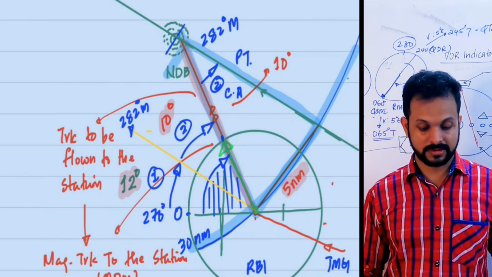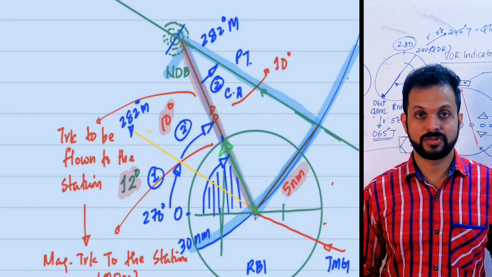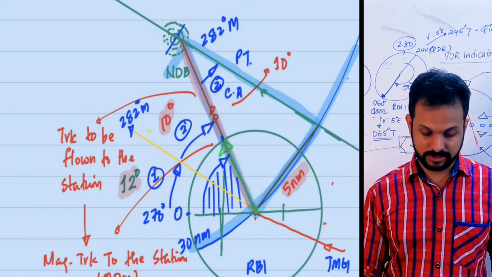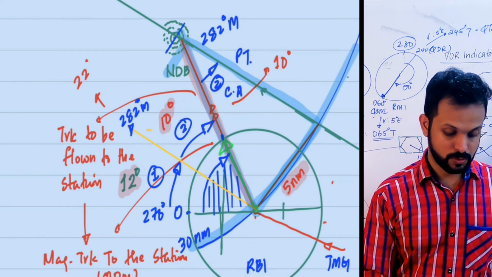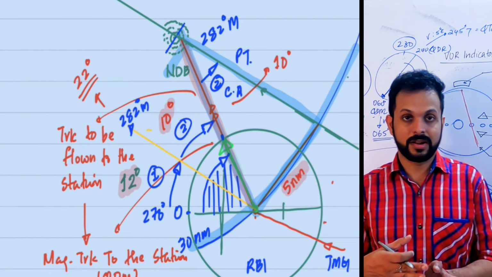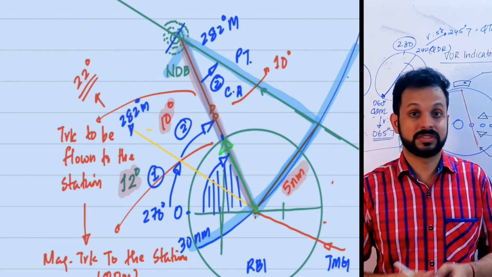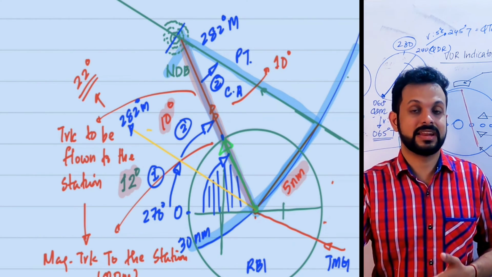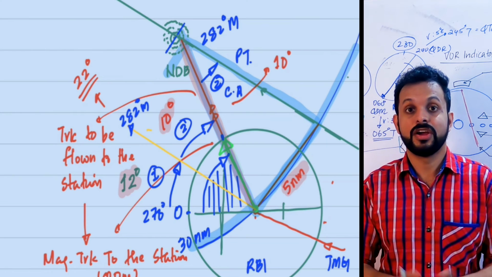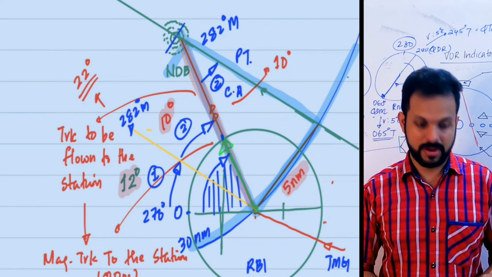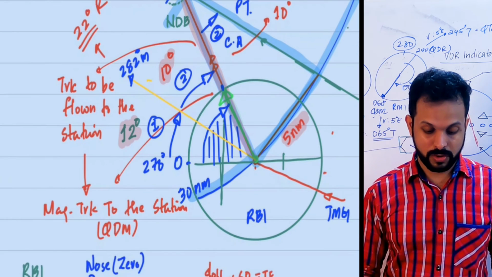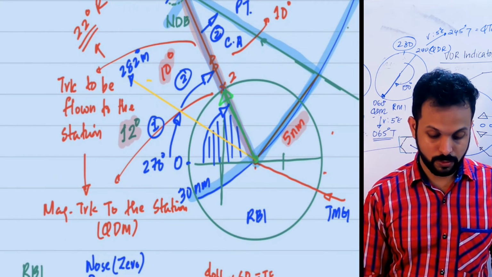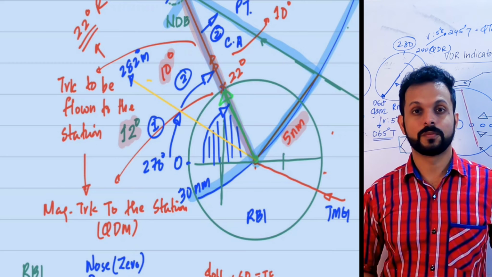So we have both the angles now. Angle number 1 is 12 degrees, angle number 2 is 10 degrees. Therefore the total of these two would be 22 degrees. So this is the angle of the track to be flown, which is the angle towards the NDB from the nose of the aircraft, which is what is called the relative bearing. So it's more appropriate, this is 22 degrees relative, right? And that is what the ADF is going to indicate, 22 degrees.